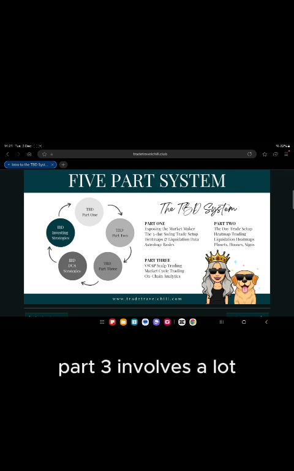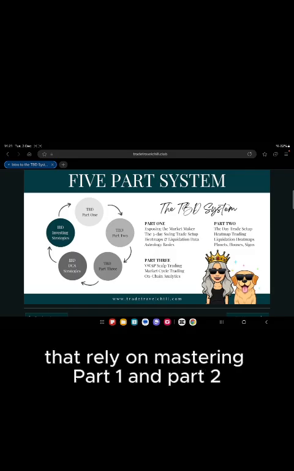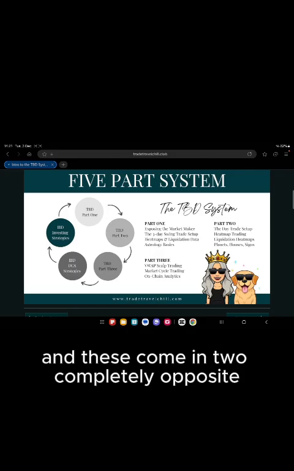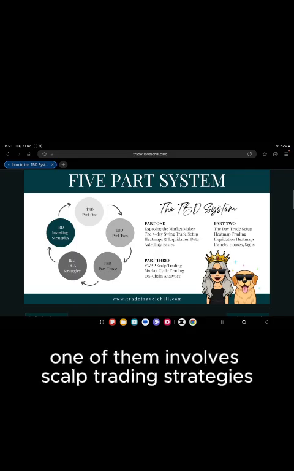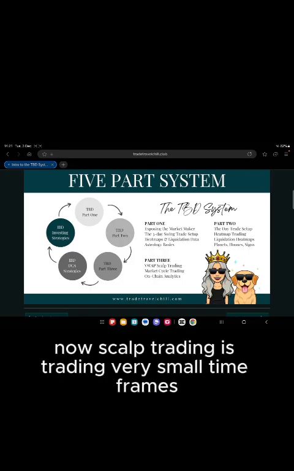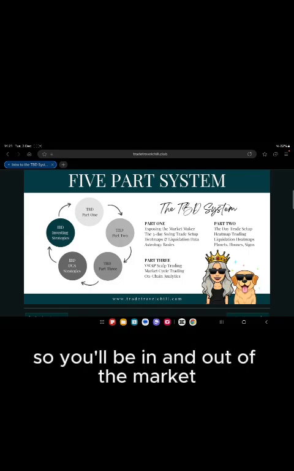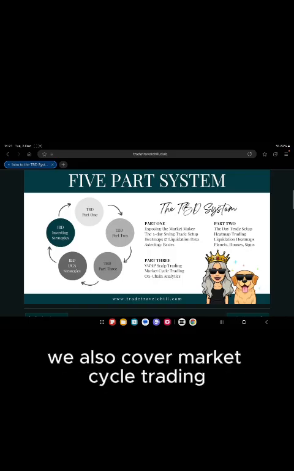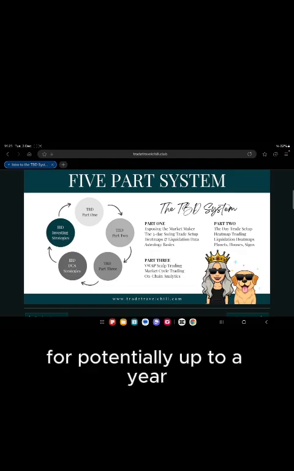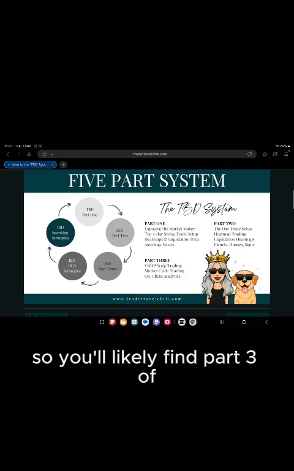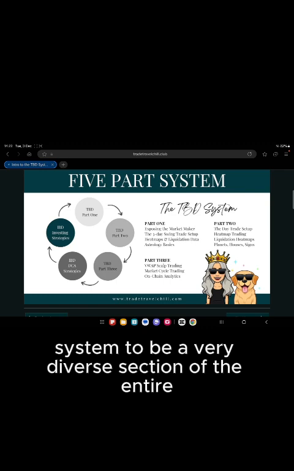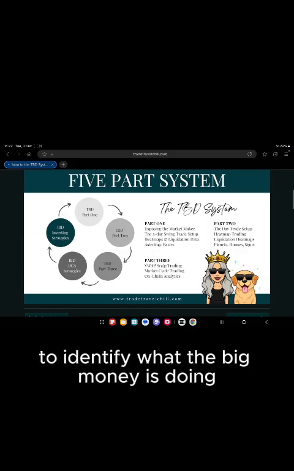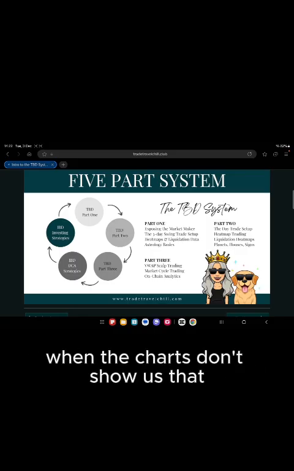Part 3 involves a lot more intricate trading strategies that rely on mastering part 1 and part 2 before you attempt those. And these come in 2 completely opposite end timeframes. One of them involves scalp trading strategies. Now, scalp trading is trading very small timeframes, so you'll be in and out of the market sometimes in minutes, sometimes in an hour or 2 at most. We also cover market cycle trading, where you could be holding trades for potentially up to a year. So you'll likely find part 3 of the Trade by Design system to be a very diverse section of the entire system. We'll also get into on-chain analytics, and this will help us again to identify what the big money is doing when the charts don't show us that.